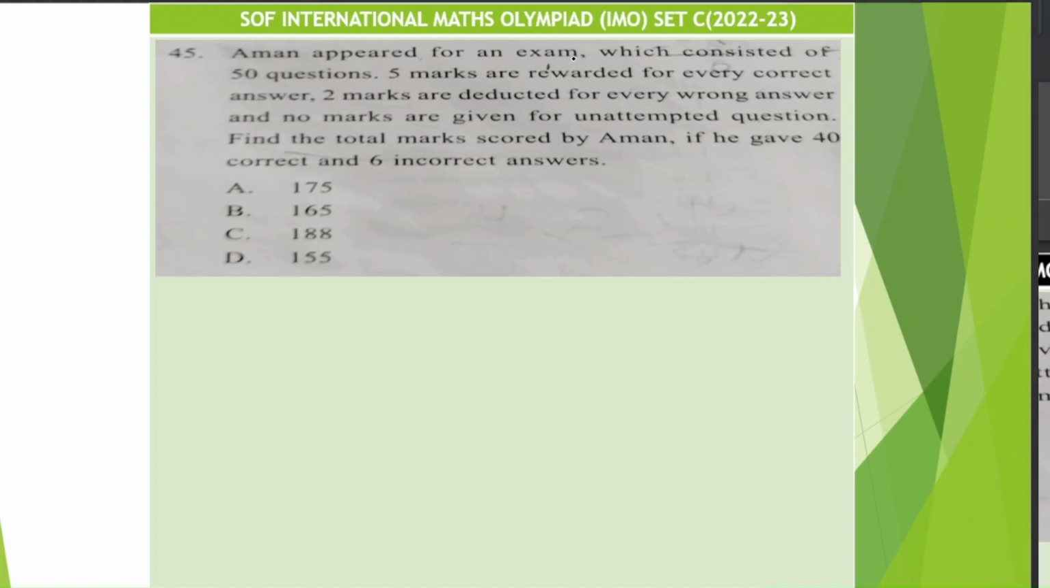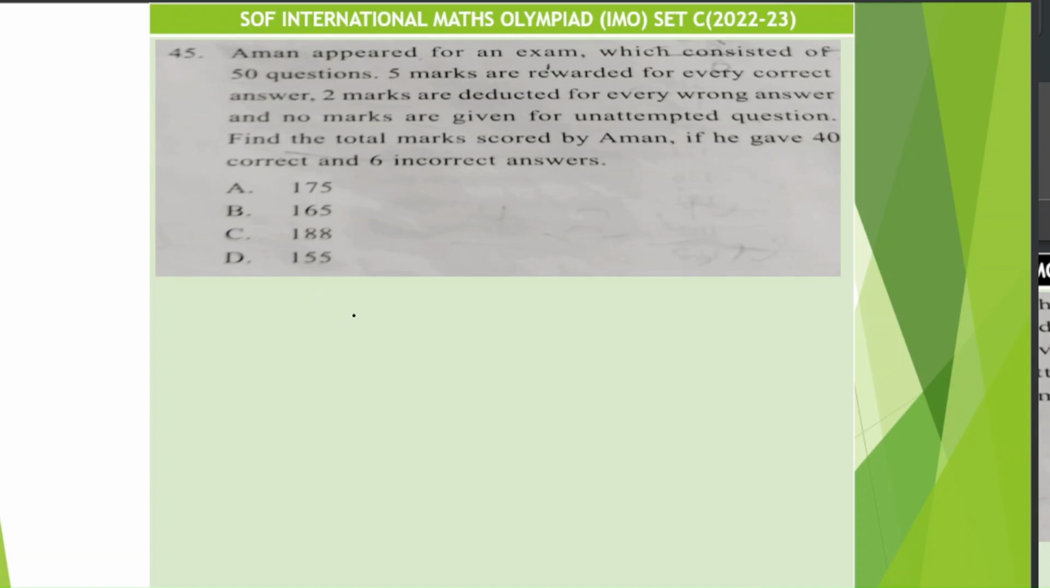Aman appeared for an exam which consisted of 50 questions. 5 marks are rewarded for every correct answer, 2 marks are deducted for every wrong answer, and no marks are given for unattempted question. Find the total marks scored by Aman if he gave 40 correct and 6 incorrect answers.